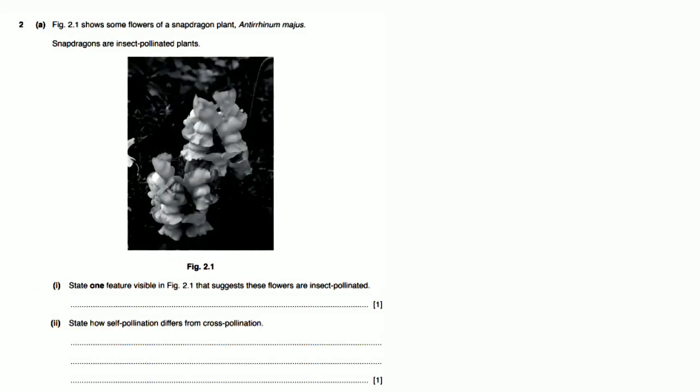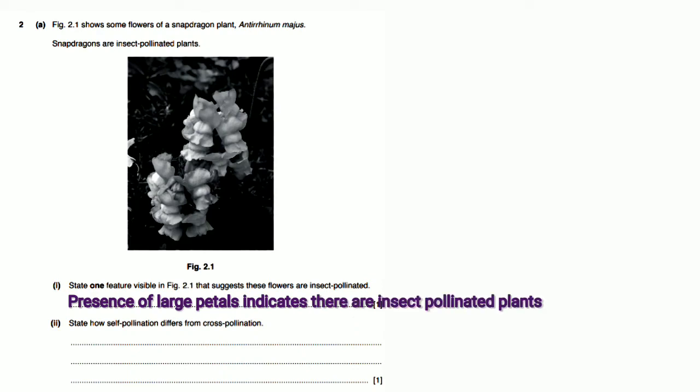Sub-question A of question 2. Figure 2.1 shows some flowers of snapdragon plant, Antirrhinum majus. Snapdragons are insect-pollinated plants. Question 1 is, state one feature visible in figure 2.1 that suggests these flowers are insect-pollinated. Presence of large petals indicates that these flowers are insect-pollinated.